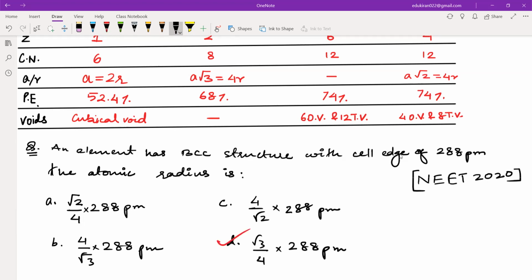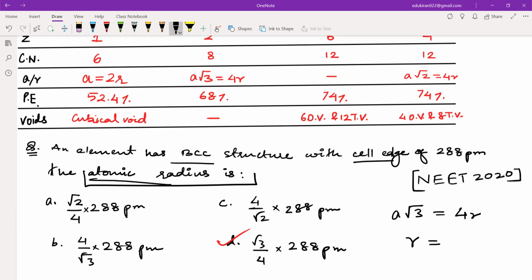So see the basic approach: for any question of this type about cell edge and atomic radius, you have cell edge A and atomic radius R and you have BCC. So you have the relationship A root 3 is equal to 4R. Then what to do? See what they have asked: the atomic radius. So in this case, R is equal to root 3 by 4 into A. What is A? 288. Just write 288 here, so this gives option D.